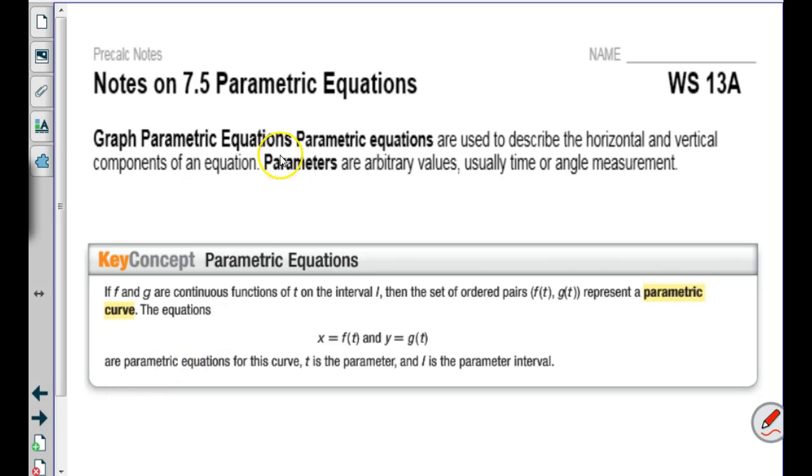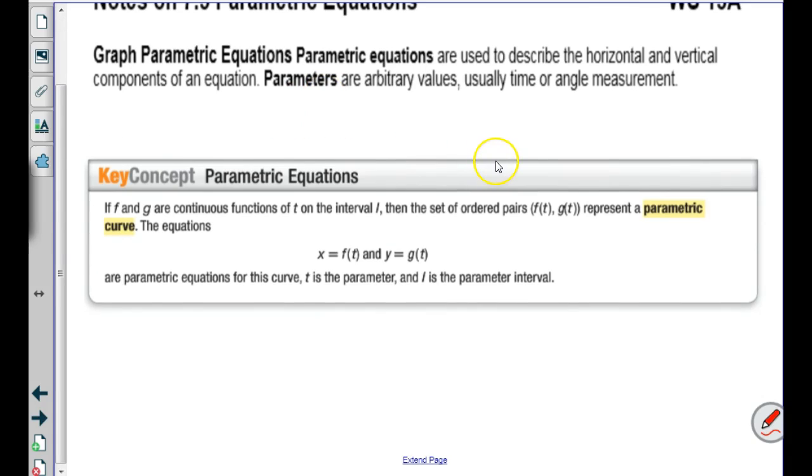All right, so parametrics are used to describe horizontal and vertical components of an equation. Parameters are arbitrary values, usually time or angle measurement. So the parameter is which values of t they want you to use, and I will always state that in the question, or you may have to restrict it based on the situation. For example, if we're talking about shooting the basketball, you can't have negative time, right? And it's going to be a very short time, but that's realistic. Time 0 until time 3, when it hits the floor, that's all the time we can talk about.